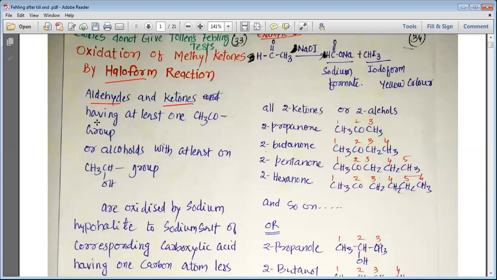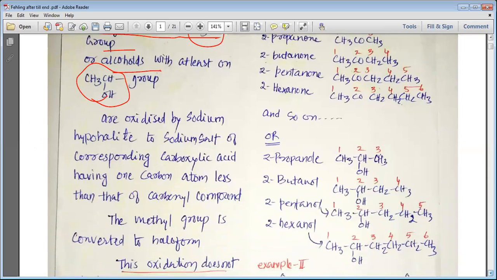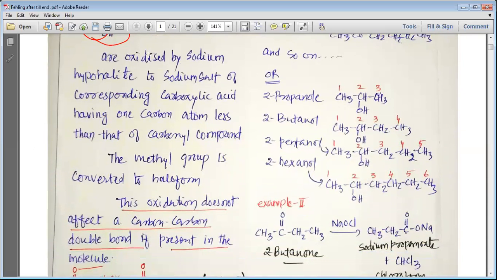Aldehydes and ketones having at least one CH3CO group, or alcohols with at least one CH3CHOH group, give this haloform test. So these compounds, which have either a CH3CO or CH3CHOH group present in them, get oxidized by sodium hypohalite.